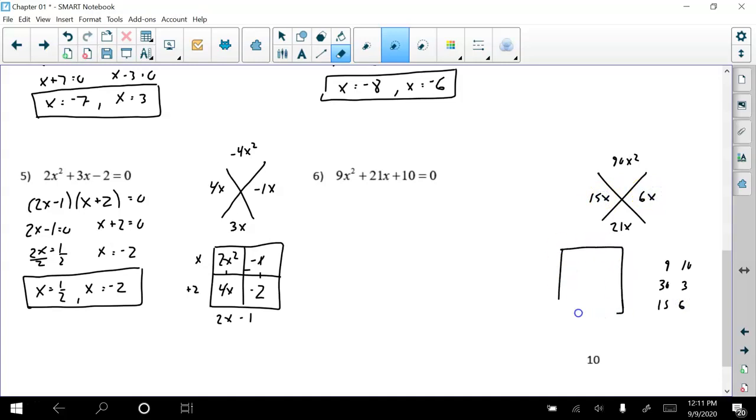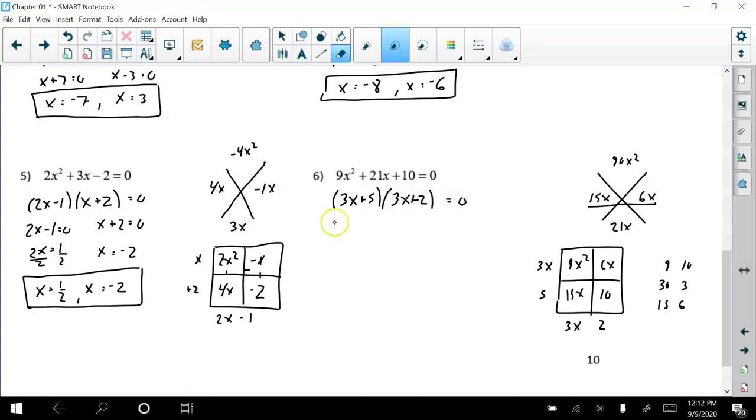Draw your box now. Remember, in the box, the 9x squared from the original and the 10 from the original. And then we fill in those other open spots. 15x here, 6x here. It doesn't matter if we flip those around. So look for the common factor. We have a 3x, we have a 5, we have a 3x, and then we have a 2. So the factors are 3x plus 5 and 3x plus 2 equals 0.